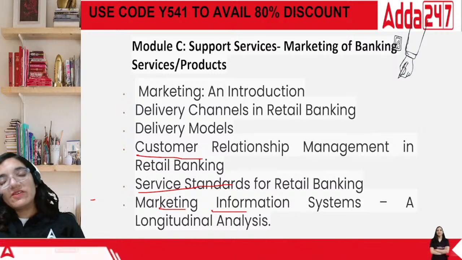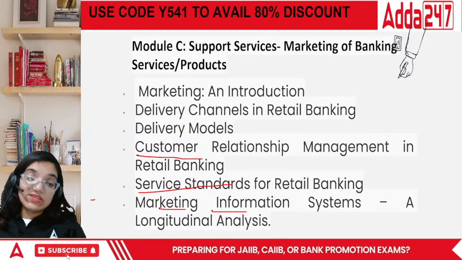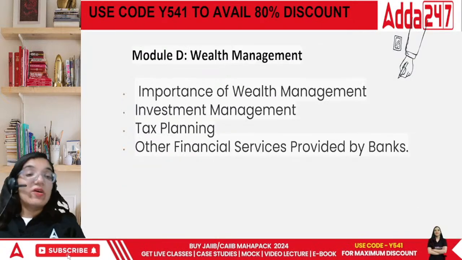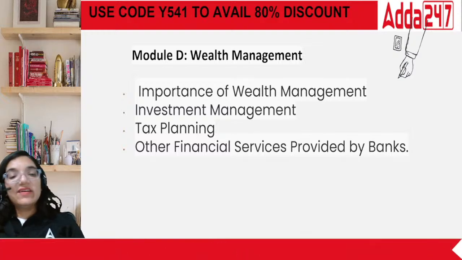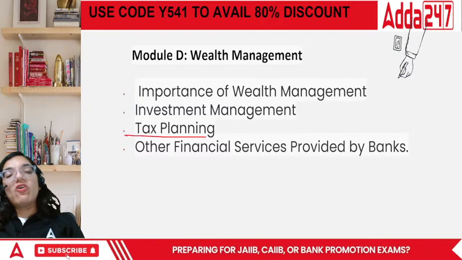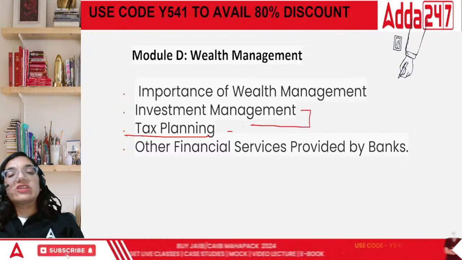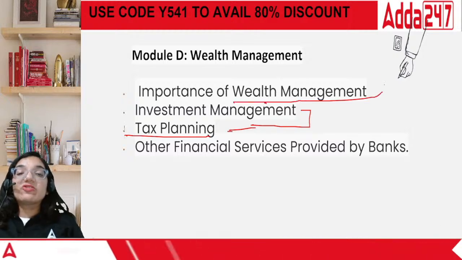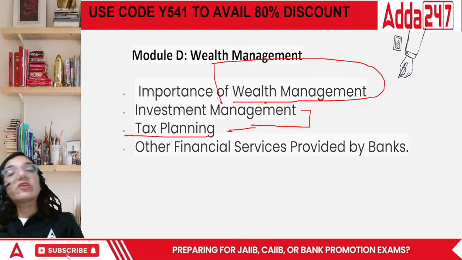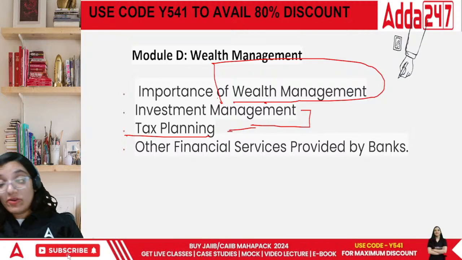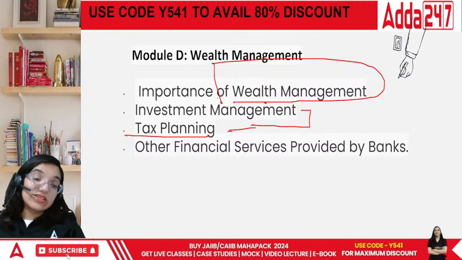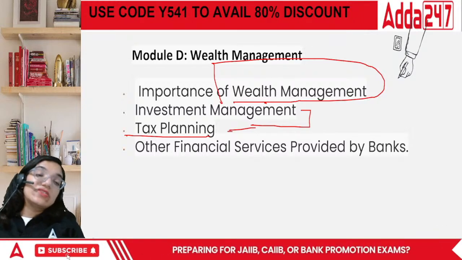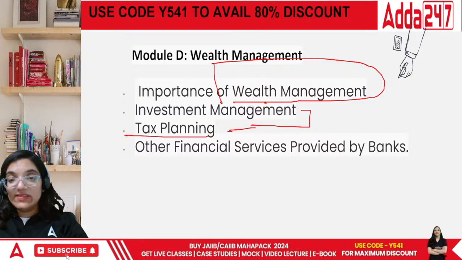MIS, but management information system is different. Marketing information system is different. You are trying to understand the entire market here. Then you have module D, which is wealth management. AFM and RBWM are all linked here. Investment management as well as tax planning, both are there in this area as well. Wealth management has been introduced as a separate area. Otherwise, it was also part of AFM in terms of the practical subjects. Not in the banking area, but in other areas they were covering it. But now they've given one entire module to this area. And then you also understand the other financial services.